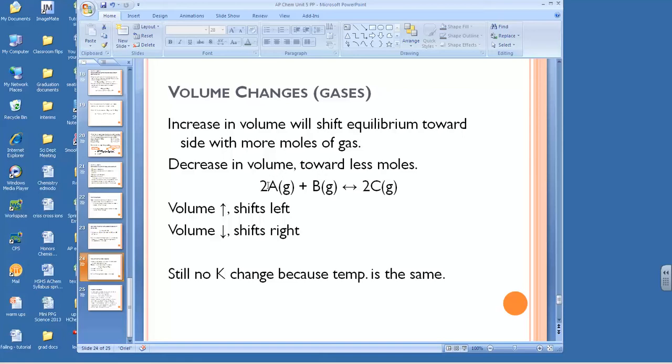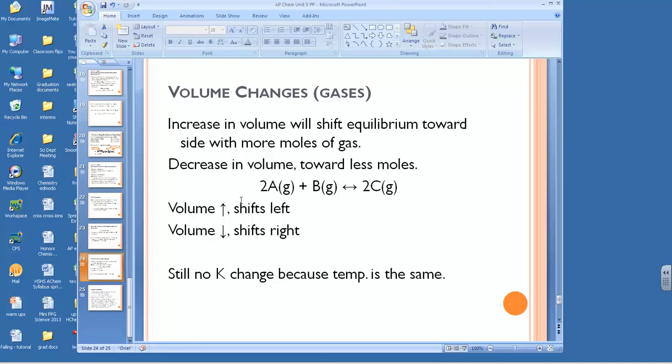This side has 2 moles of A and 1 mole of B for a total of 3 gas moles, and only 2 gas moles over on this side. So for this reaction only, each reaction is unique, if the volume goes up, that in essence means the pressure is going to go down. We have more space for the molecules.